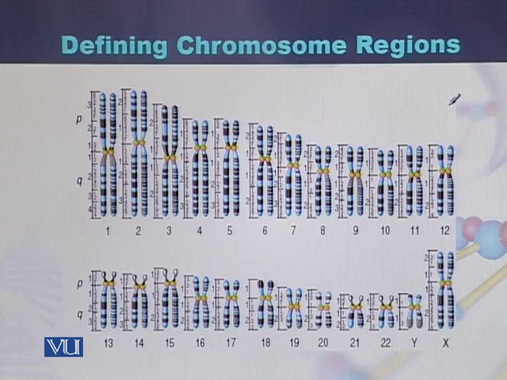We will just take the example of one of the chromosomes, that is chromosome 1. In this case, this is the P arm, this is the Q arm. Each of the arms has regions. This is region 1, region 2, region 3, region 4, and each of the regions has bands. Then these bands further have sub-bands. So in this way, chromosomes have been divided into regions, bands, and sub-bands.